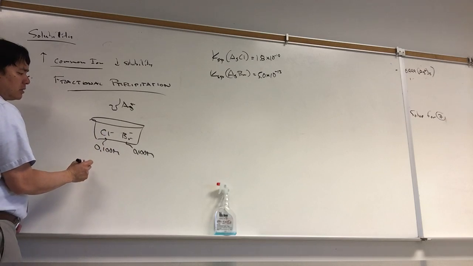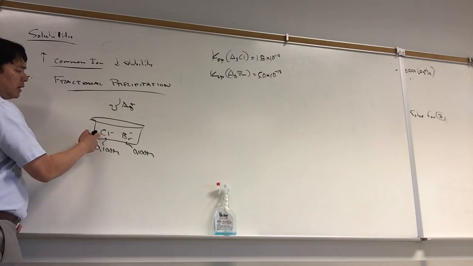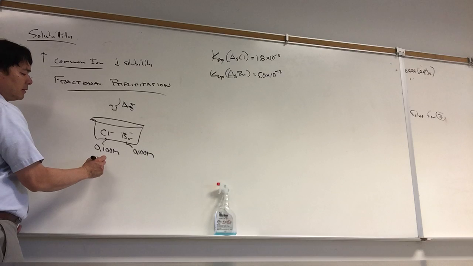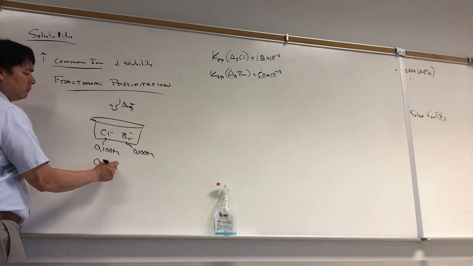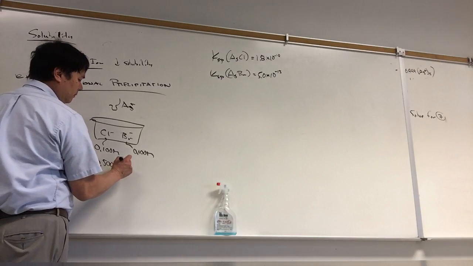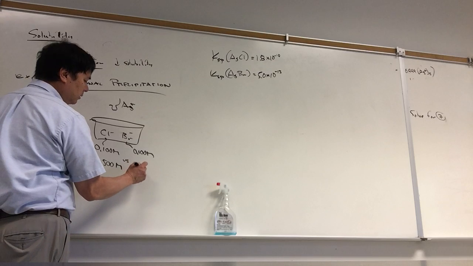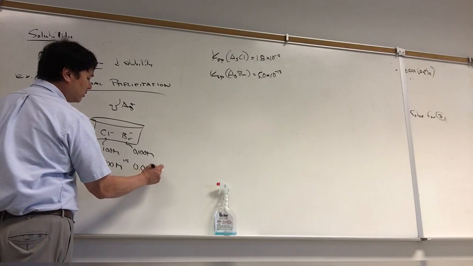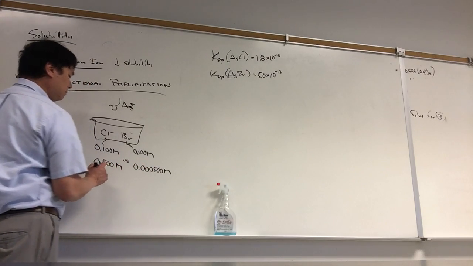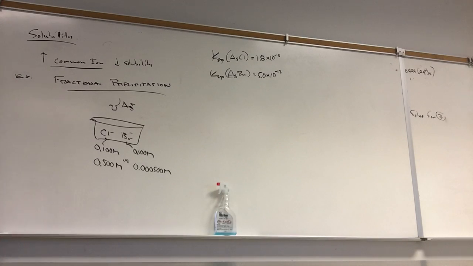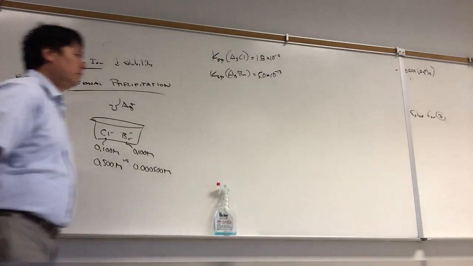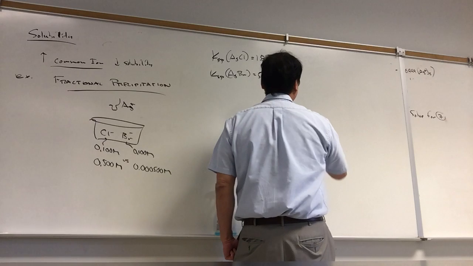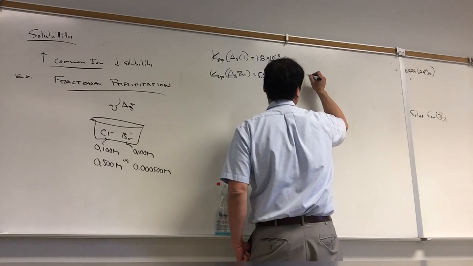But if I change this and make this 0.500 molar and the bromide 0.000500 molar, then is the silver chloride still more soluble than the silver bromide? And so we have to think of the multiple factors influencing solubility.